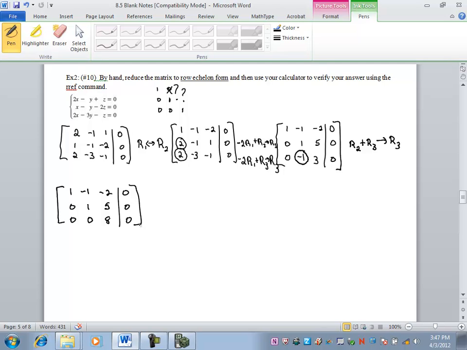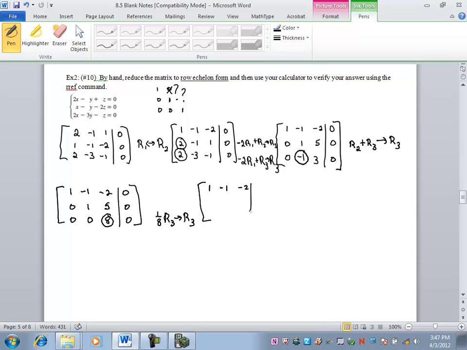Alright, we're getting real close, guys. All I need is to turn this 8 into a 1. And if we take 1/8 and multiply row 3, we can get our new row 3. Remember, please, that the top two equations here will stay the same.